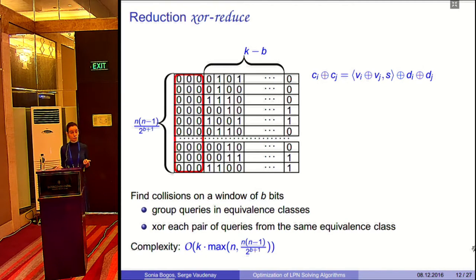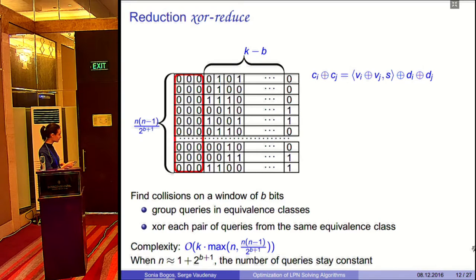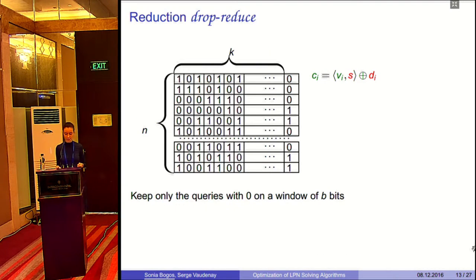And the number of queries is going to change, but we find that for a particular value of n, the number of queries is going to stay constant. When n is larger than this, after we apply this reduction, the number of queries is going to increase, and we have to be careful about this. The drop reduce reduction is what is used in the original BKW algorithm.